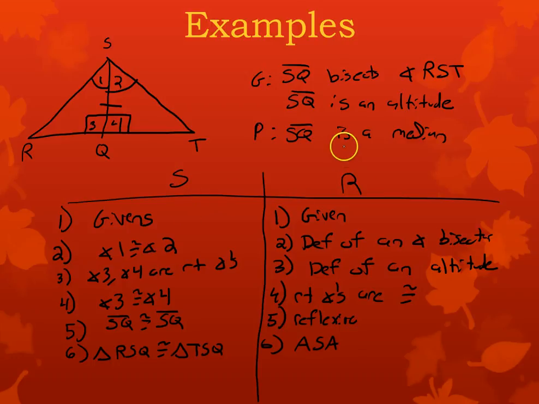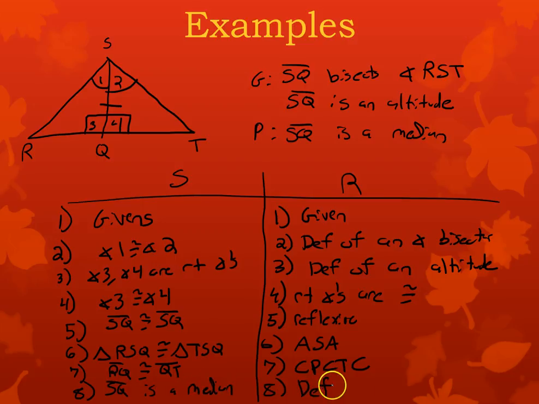Now, I want to prove SQ is a median. What a median is, it's the line that connects the vertex of a triangle to the midpoint of the opposite side. So I need to prove that Q is a midpoint. If Q is a midpoint, that means RQ and QT are both the same, and since they're corresponding parts, I can say that RQ is congruent to QT because they are corresponding parts of congruent triangles. Since we now essentially have a midpoint, that means SQ is a median. Why? Definition of a median.